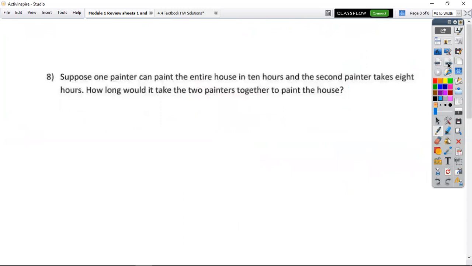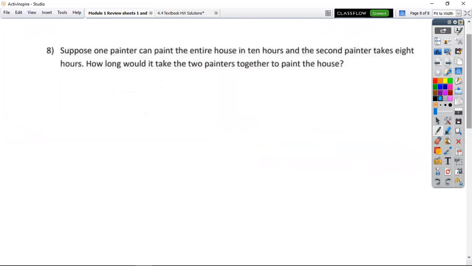So this is just like the concept we reviewed yesterday. So suppose one painter can paint an entire house in 10 hours. So how do I express that as a rate? Perfect. 1 over 10. You can do it above, you can do it down here, whatever works for you. And I see that they're going to paint together. So that means I'm going to add them again, equal to something.